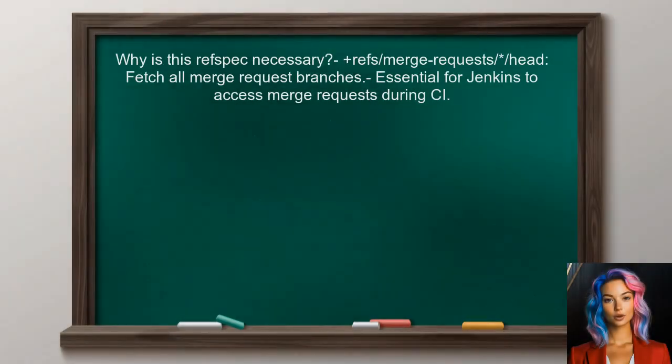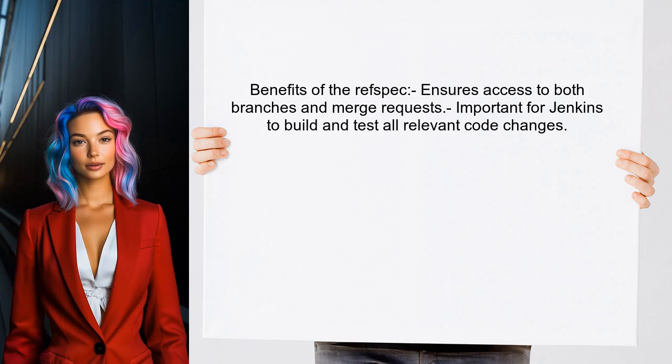The second part of the refspec, plus refs merge requests asterisk head, is crucial for working with merge requests. This tells Git to fetch all merge request branches, allowing Jenkins to access them during the CI process. By using this refspec, the user ensures that both regular branches and merge requests are available in Jenkins. This is important for continuous integration, as it allows Jenkins to build and test all relevant code changes.